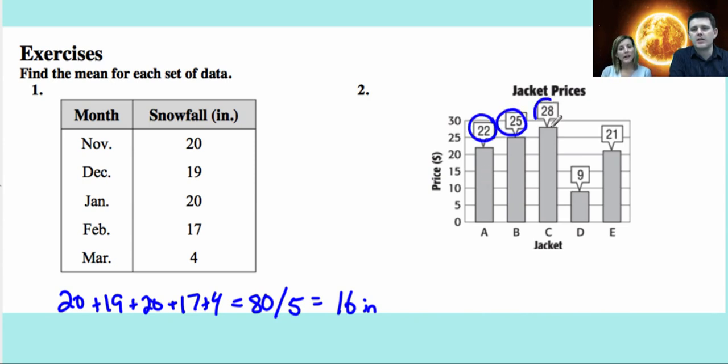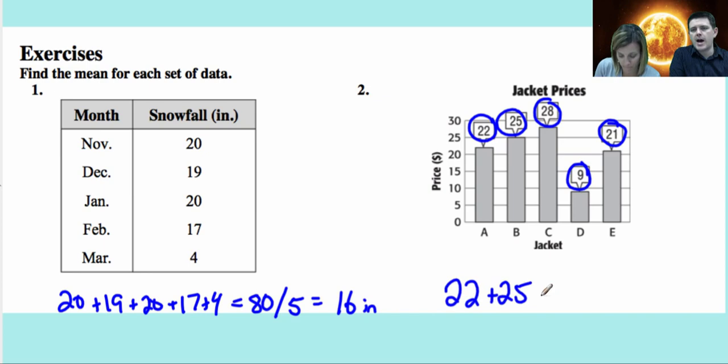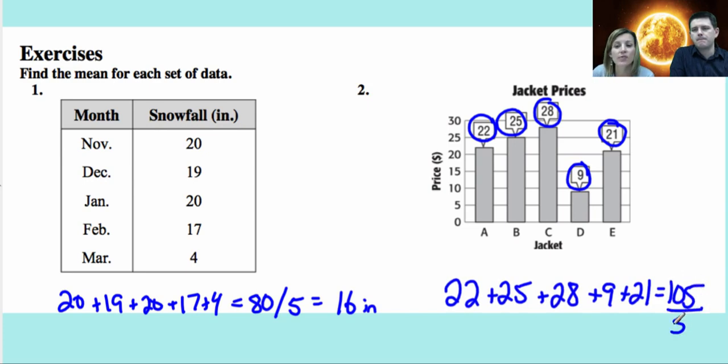We've got a bar graph. Luckily, the graph is nicely done for you, so they told you what each value is. You didn't have to read it off of the scale there. So we want to add them up. 22 plus 25 plus 28 plus 9 plus 21 equals 105. We have A, B, C, D, E, which is 5 letters of the alphabet, 5 bars in our graph. So 105 divided by 5 would be an even $21 for each jacket.